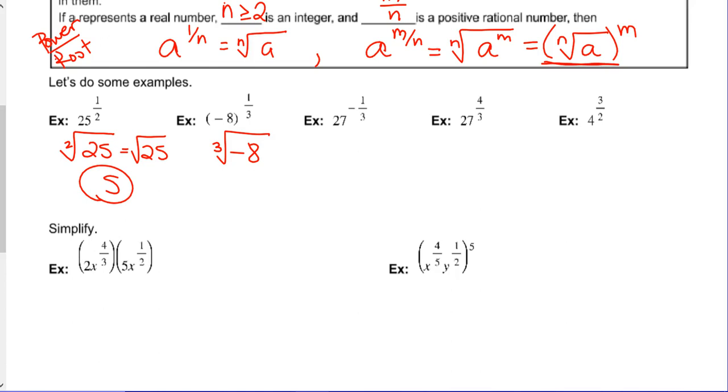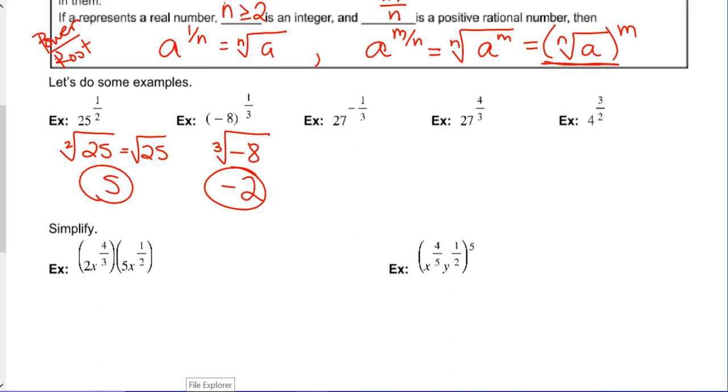Excuse me, the cube root of -8. And so, what times what times what gives me -8? Well, 2 times 2 times 2 does that for me. But I also have a negative that I need to bring out front to get the negative underneath.